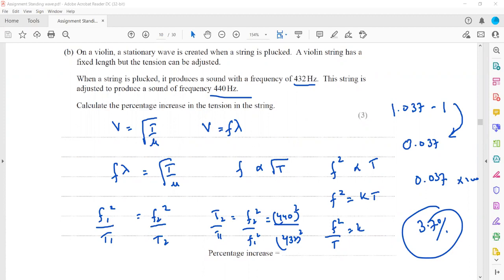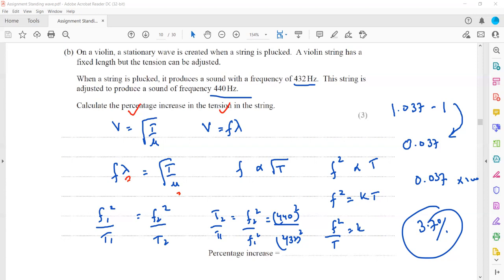So these two formulas are important: V equals under root T divided by mu, and V equals f lambda. When we compare the two equations, we can say f lambda is under root T divided by mu. Because lambda is not changed in the question, and they did not mention anything about lambda or about mu, we are just finding a relation between frequency and tension. They are directly proportional, so f squared is proportional to T, or f1 squared by T1 is equal to f2 square over T2.